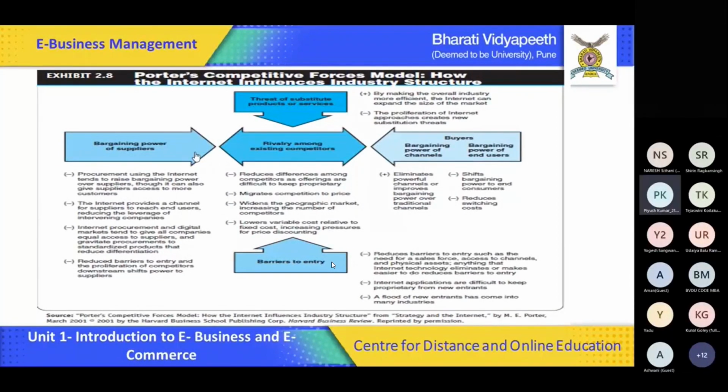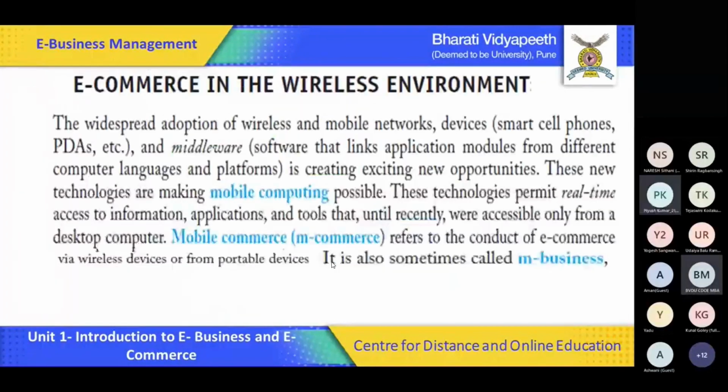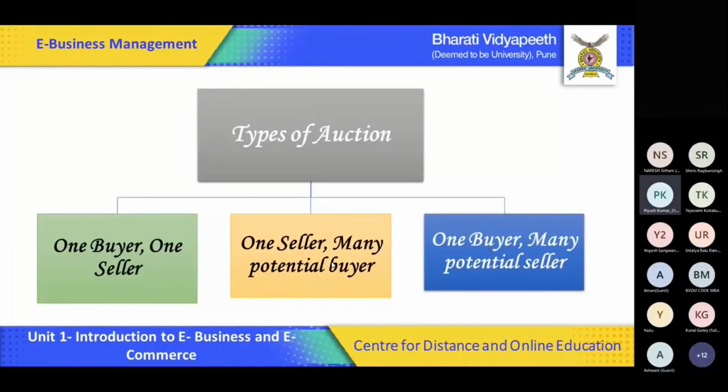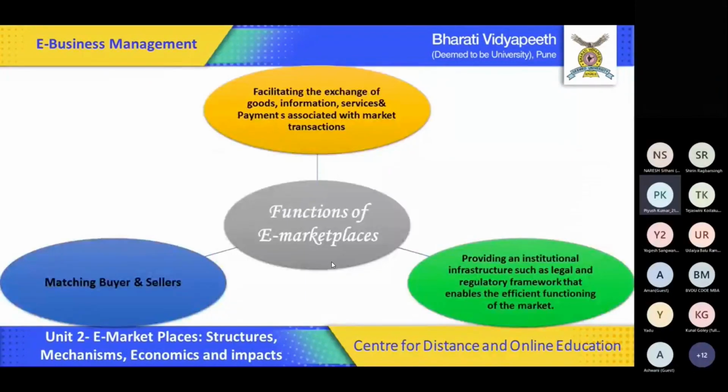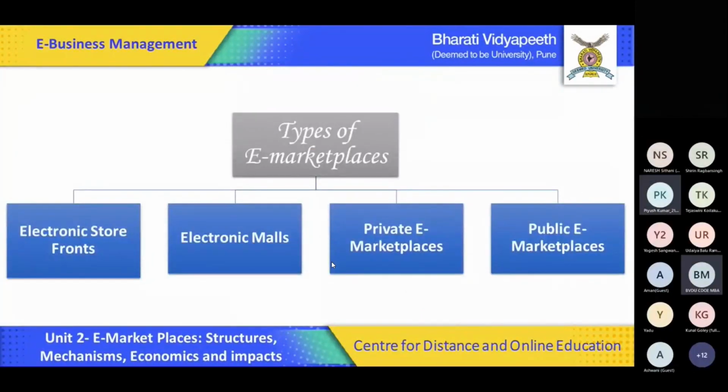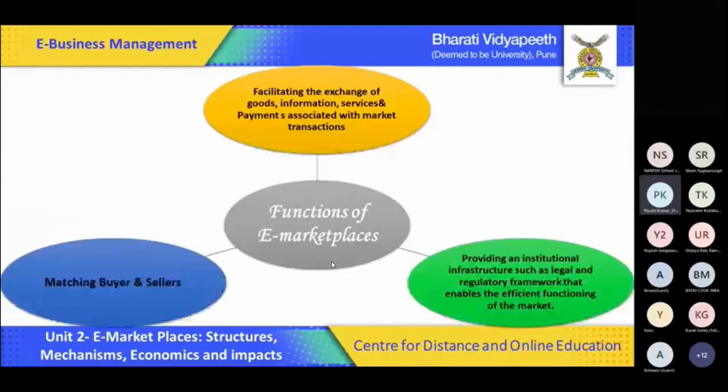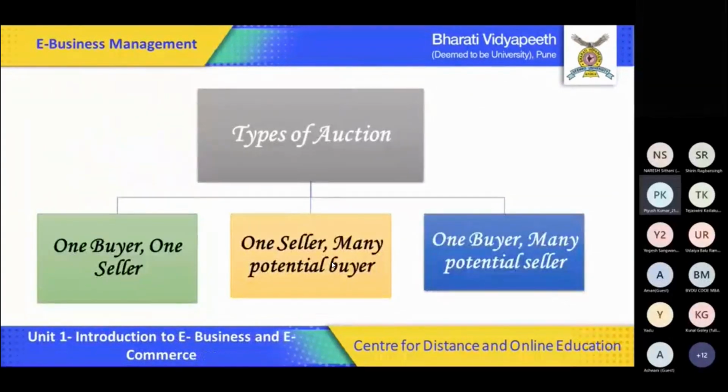Ma'am, when we talk about types of auction, we have discussed from your teaching that there are three types of e-auction. Correct. I have a confusion on type 1 and type 3. In type 1, there is one buyer and one seller, so what kind of auction is it? Because there is no bidding going to happen. The buyer has fixed some figure, then the seller has to agree on this, or at max, a seller can make an offer. So can it be understood as one of the auction?